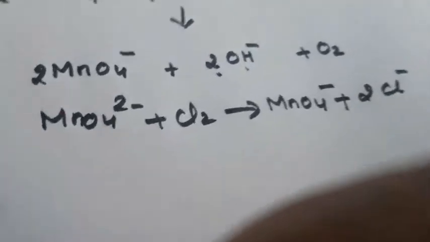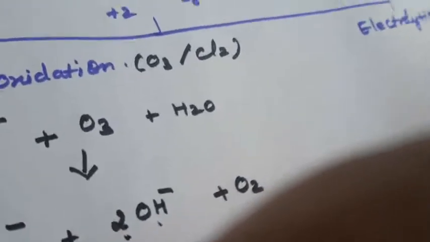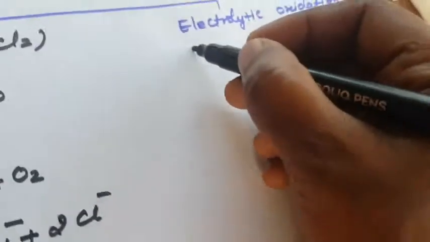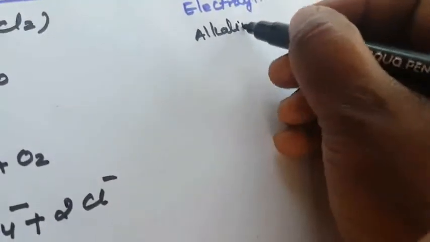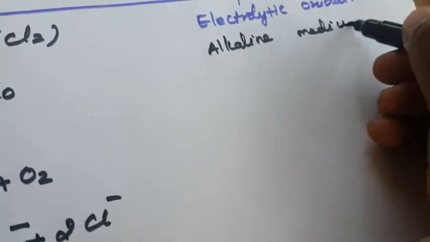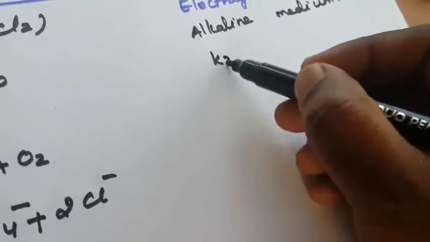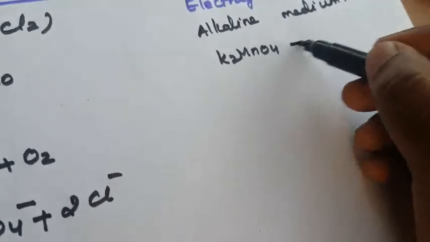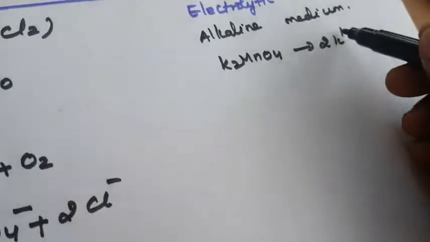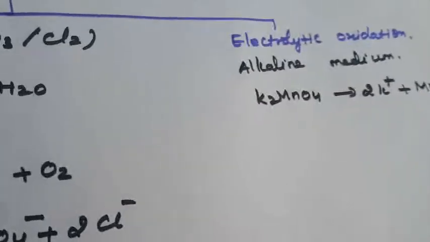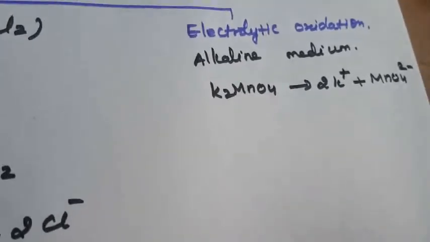Next is electrolytic oxidation. What is electrolytic oxidation? Electrolytic oxidation takes place in an alkaline medium. That is K2MnO4, and we can write it in ionic form: K2MnO4 gives 2K plus and MnO4 2 minus.